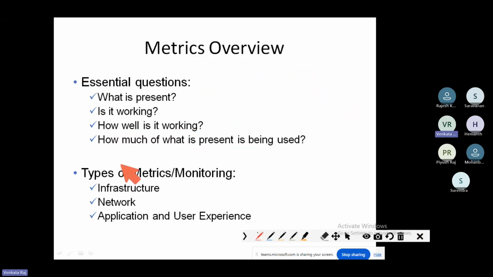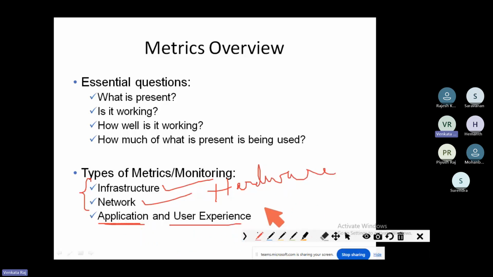Now, once you know the answers, then you can do different types of monitoring. We have infrastructure monitoring, we have network monitoring, we have application monitoring. The infrastructure and network come as hardware. Application, user experience, these all come as software. And if I can do all these things in a single application, that really enhances my capability, guys. Are all of you clear? Any questions still?